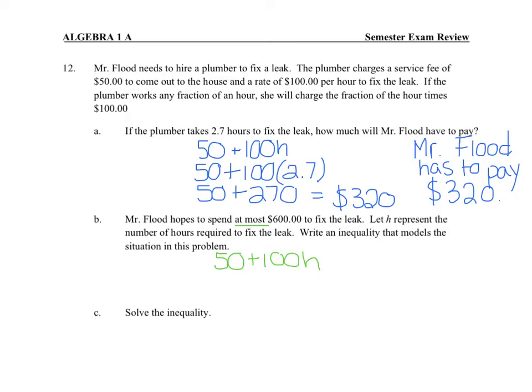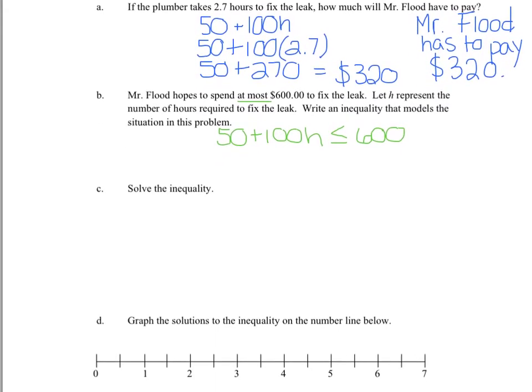But Mr. Flood does not want to spend any more than $600. So looking at each of these two sides, this is going to be the largest side. Therefore, 50 plus 100h is going to be less than 600. But it also says hopes to spend at most $600, which means that Mr. Flood is also willing to spend $600, which means that our inequality is 50 plus 100h is less than or equal to 600.